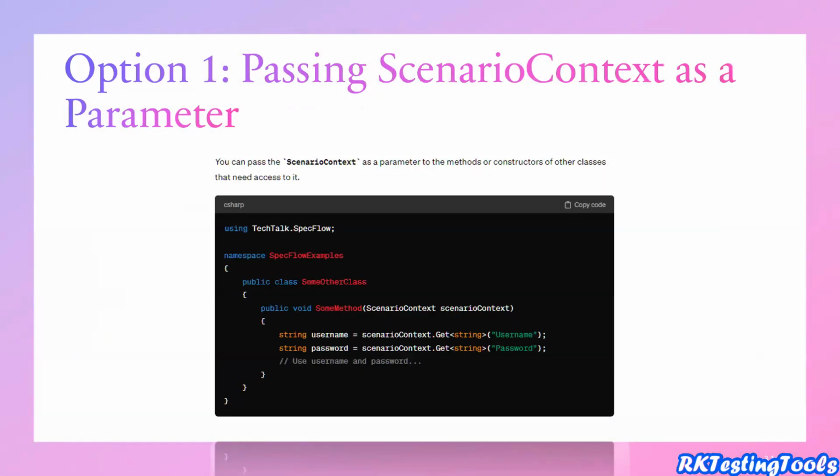There are two ways to use this scenario context in SpecFlow. One is passing scenario context as a parameter. If you look at this, we have the scenario context at the method level. You see that public void some method scenario context, and we are using the scenario context object here. Inside that method, we are getting the values: string username is equal to scenario context dot get string of username. Like this, we can get the values from the scenario context. We'll see that with a real example later.